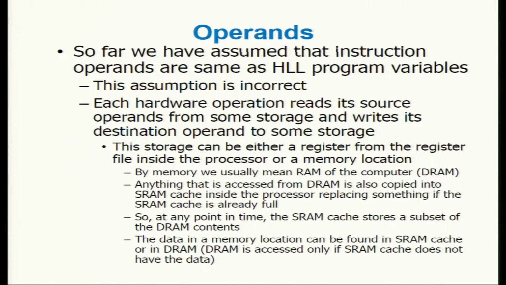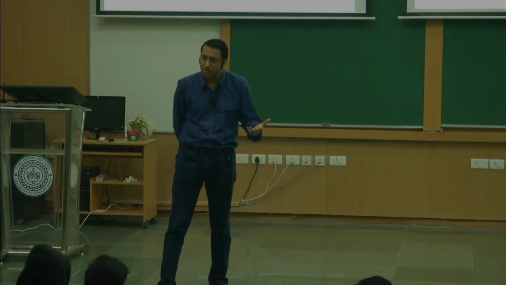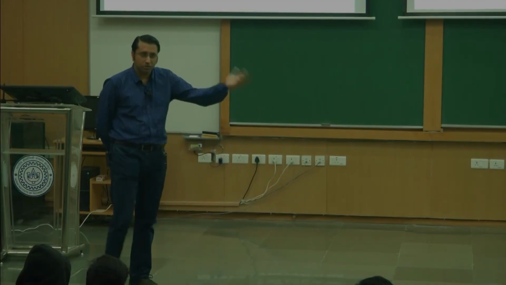The data in a memory location can be found in the SRAM cache or in DRAM. And the DRAM is accessed only if the SRAM cache does not have the data. So first you look up the SRAM cache, then if you don't find it, you go to the DRAM and access.